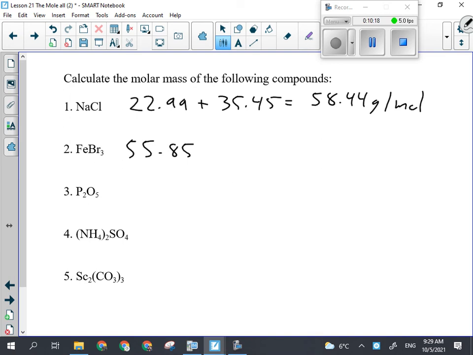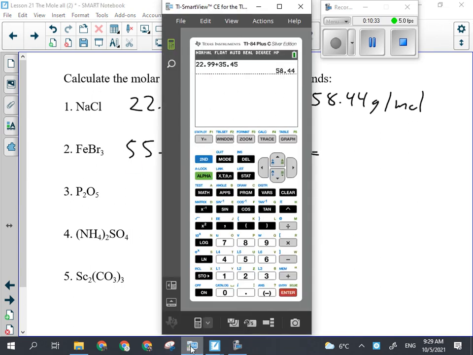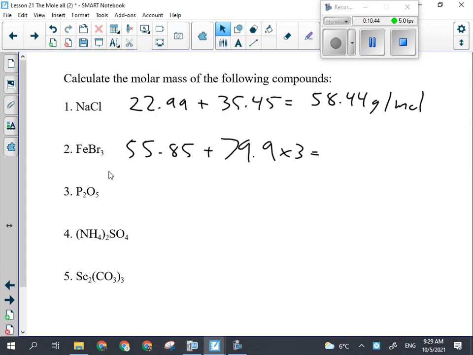And there's only one iron, and then there's the bromines, what, 79.9? Times 3. We punch that into our calculator, so 55.85 plus 79.9 times 3, 295.55 grams per mole.